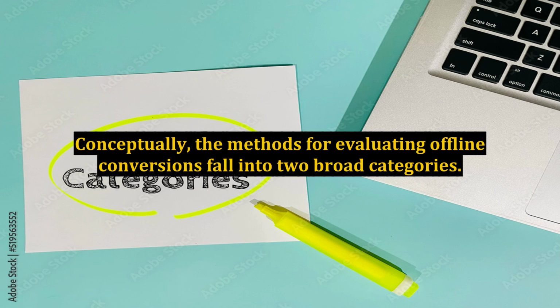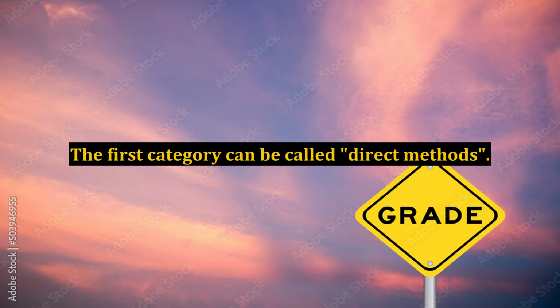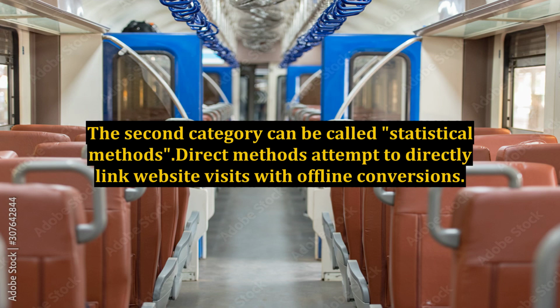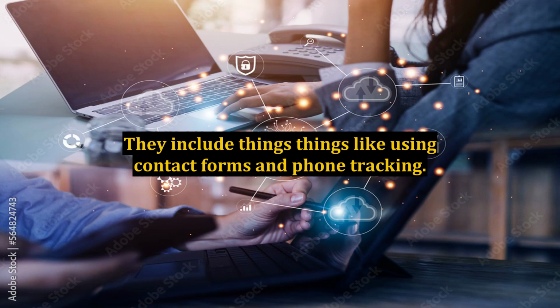Conceptually, the methods for evaluating offline conversions fall into two broad categories. The first category can be called direct methods. The second category can be called statistical methods. Direct methods attempt to directly link website visits with offline conversions. They include things like using contact forms and phone tracking.